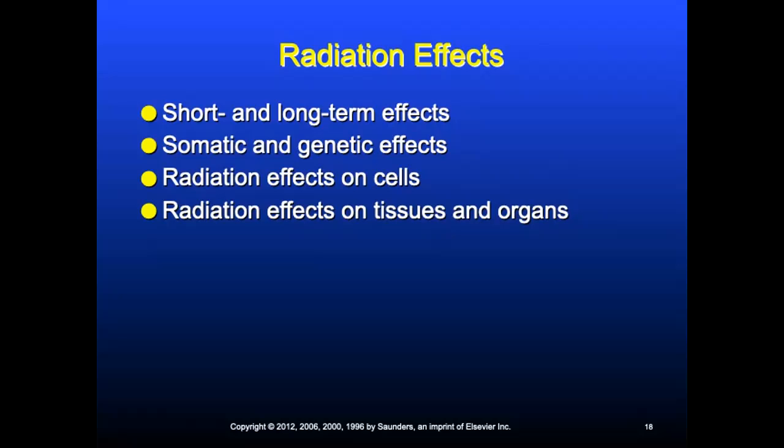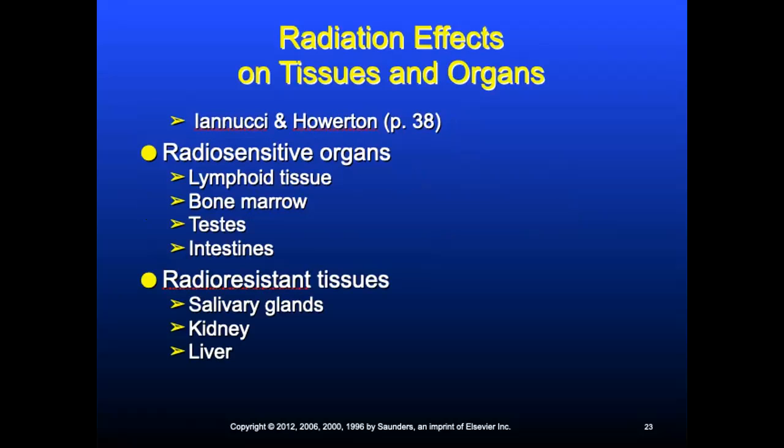When talking about radiation effects on tissues and organs, there are certain organs and tissues that are more radiosensitive and certain tissues and organs that are more radioresistant. It's important to know which ones are which because they are potential questions on the RHS exam. So you're going to want to know which organs are more sensitive to radiation and which organs and tissues are less sensitive to radiation.